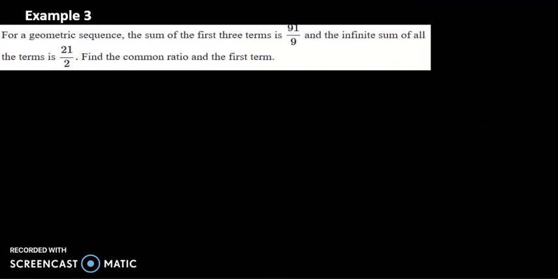Okay, for our last example, the third example, in fact, if you have watched all of my videos, this section on geometric series has fewer examples, because those ones have like 6 examples. Yeah, so that's an improvement, right?